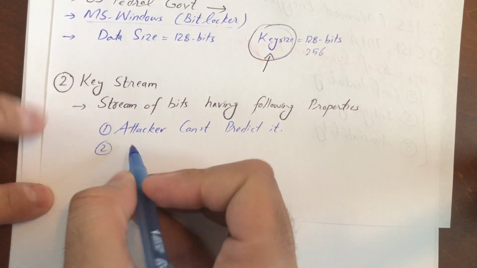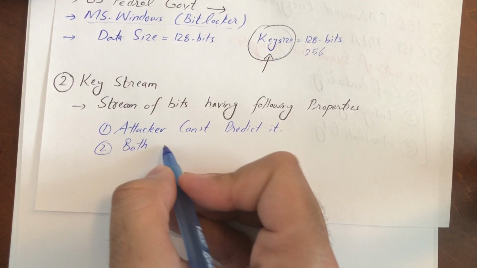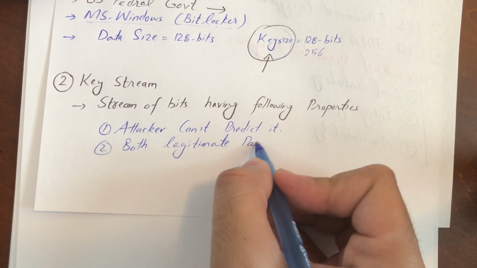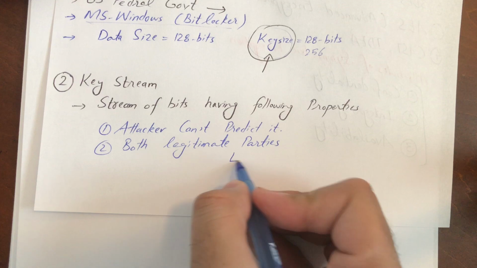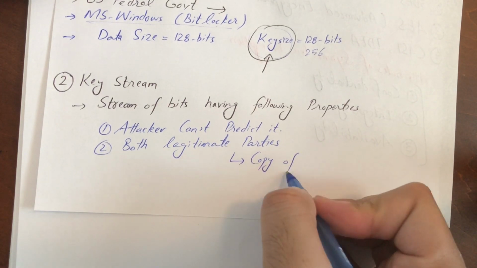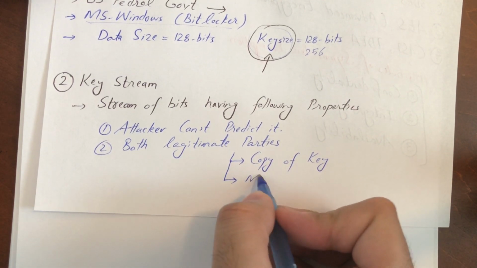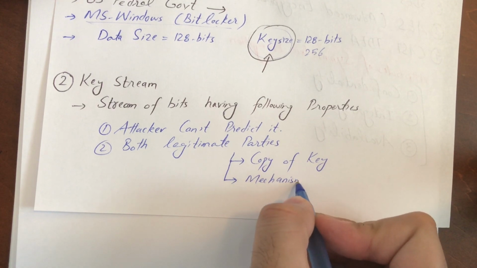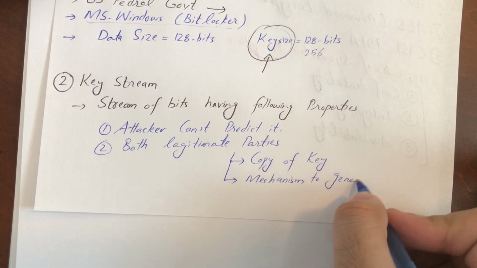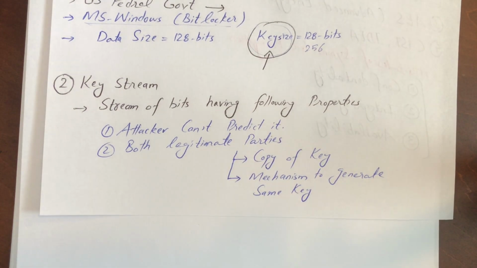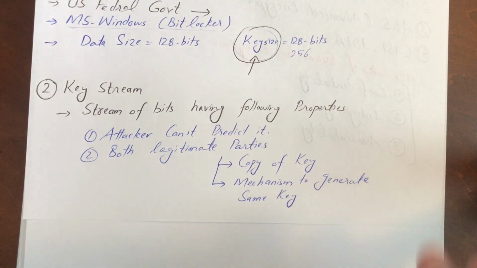Secondly, both legitimate parties, like sender and receiver, should have a copy of the secret key of this key stream, or they should have a mechanism to generate identical keys, the same keys in fact. And again, for each session we use a different private key, because if there is any static behavior, staticness in your environment, it is vulnerable.